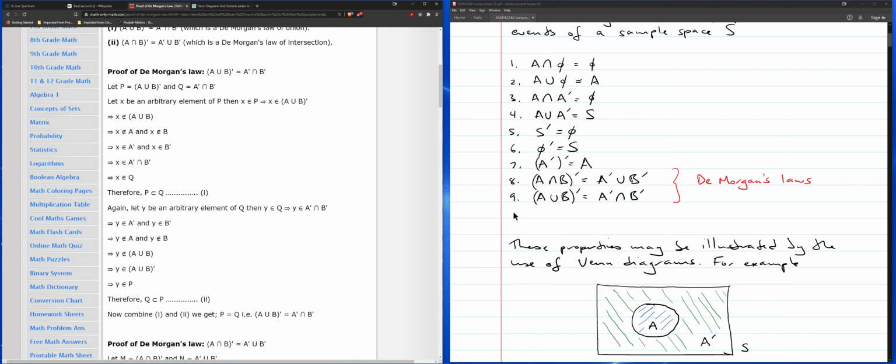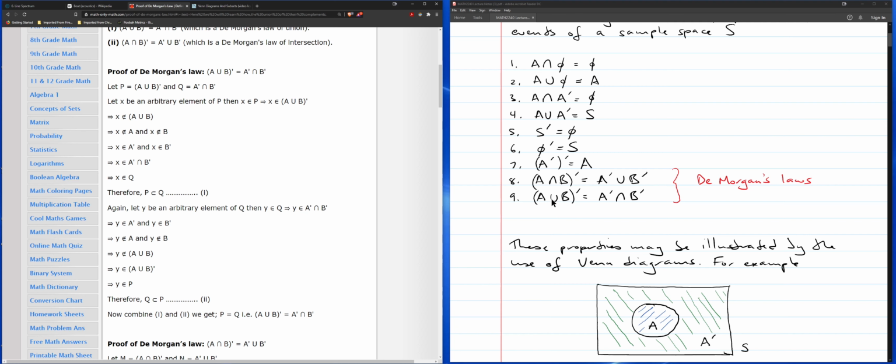The idea here is that if I want to show that the set on the left hand side is equal to the set on the right hand side, what you do is you first show that the set on the left hand side is a subset of the set on the right hand side, and then conversely, you show that the set on the right hand side is a subset of the set on the left hand side. And if this one is a subset of this and this one is a subset of this one.